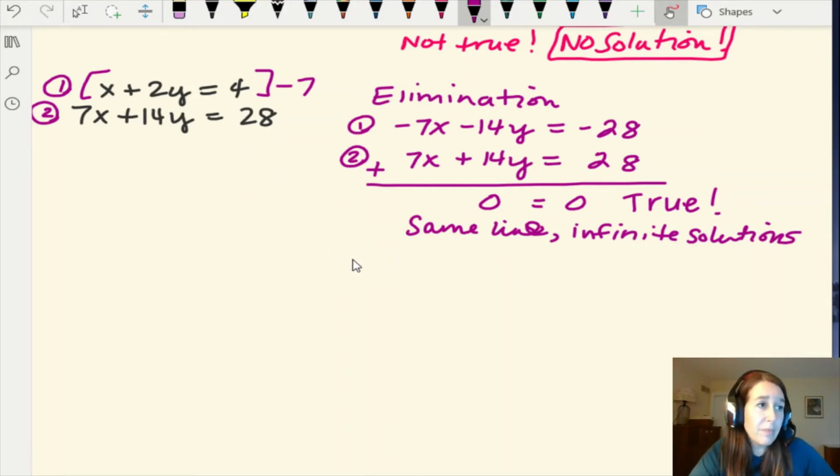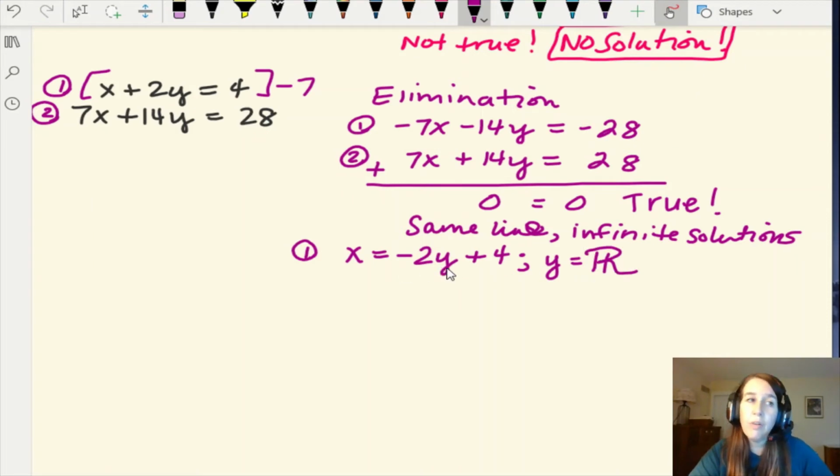So the way to answer this, you can solve for either one of the variables. You can solve for x or y. It is the same line. It's easiest to solve for this x in the first equation. So that would be x is equal to -2y plus 4, right? Subtract the 2y over. So x is equal to -2y plus 4, and then y is all real numbers. We can put any number in for y, and that will give us what x will be, and we can do that for any number, and these equations will be that same line. So that's just defining the line there.